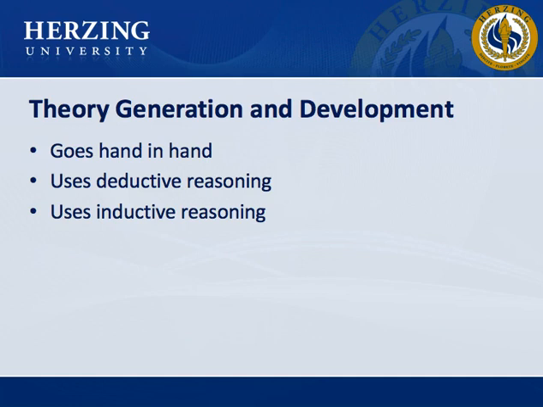Theory generation and development use both inductive and deductive reasoning processes. Deductive reasoning proceeds from general to specific. Inductive reasoning proceeds from specific to general. They go hand in hand, both deductive and inductive reasoning. So with deductive, usually you proceed from theory to empirical data, and with inductive, you would move from empirical data to theory.